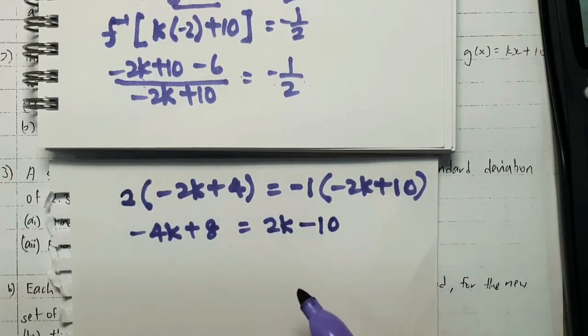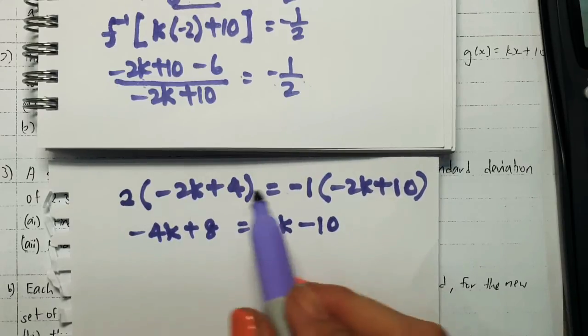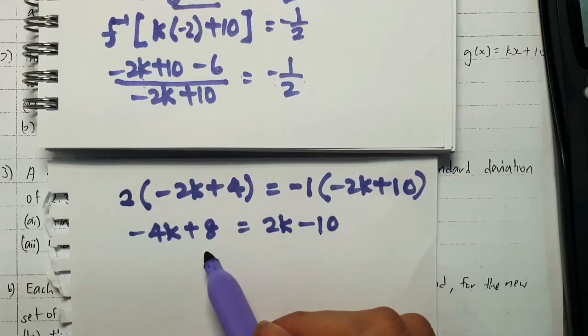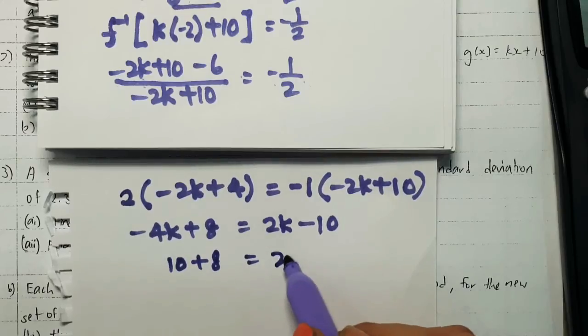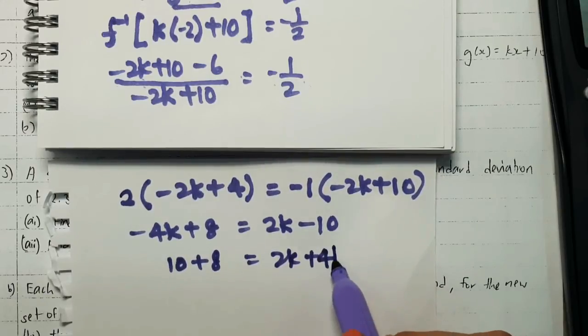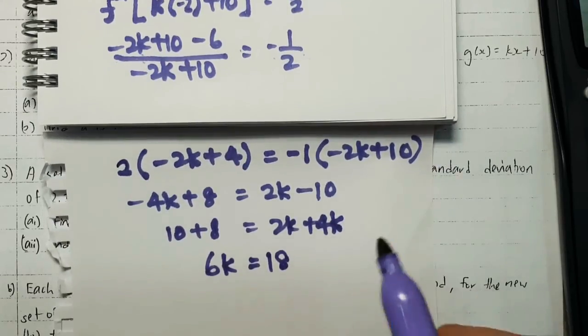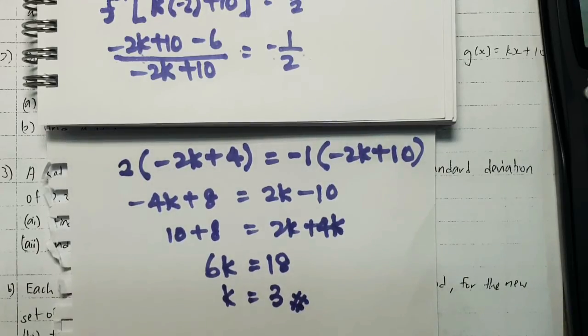Now our objective is to find k. Since this one is negative, shifting it over to the other side is easier. And then the negative 10 should come here. So positive 10 plus 8 equals 2k plus 4k. We will have 6k on one side and 18 on the other side. Therefore, we found our k. That is 3. So that is part A.